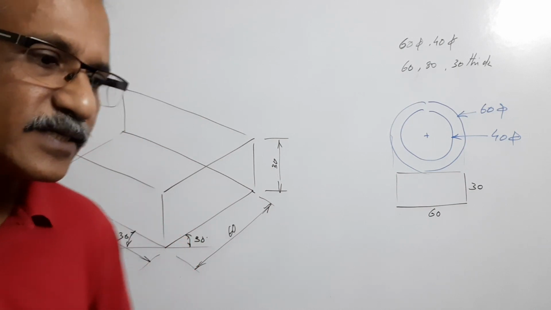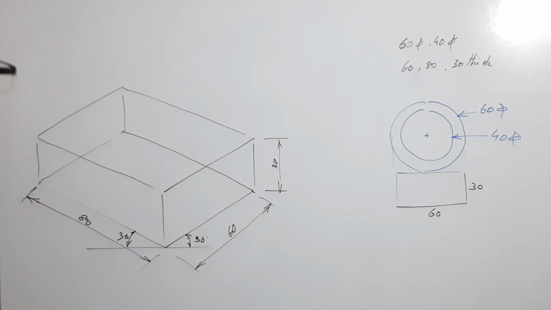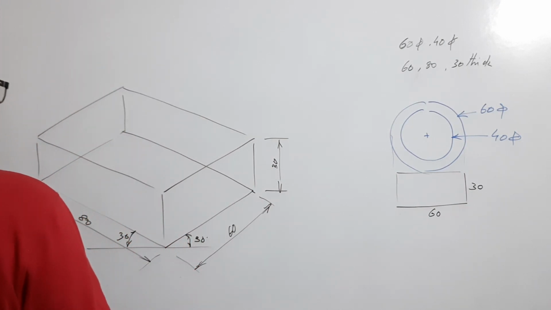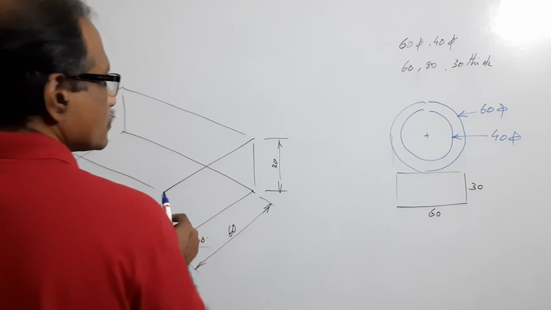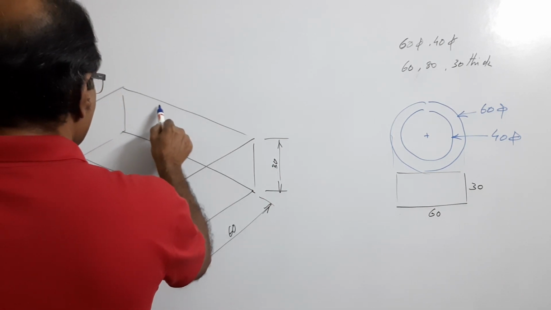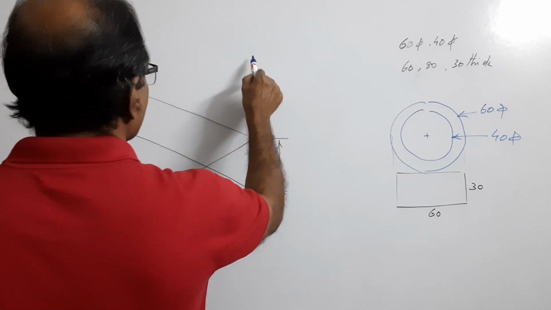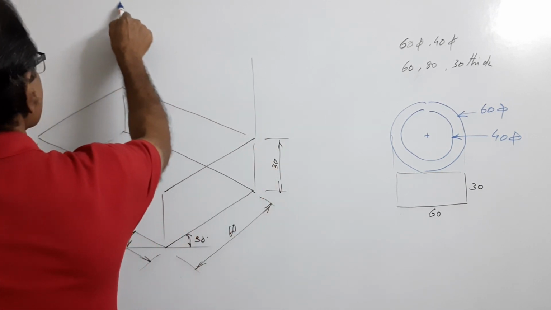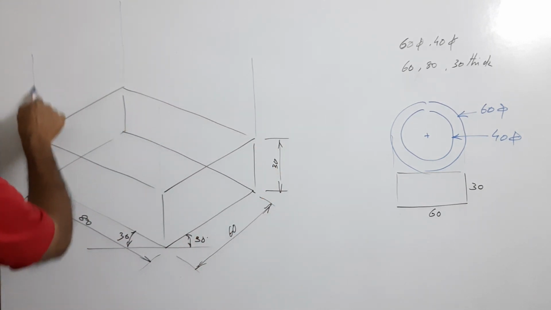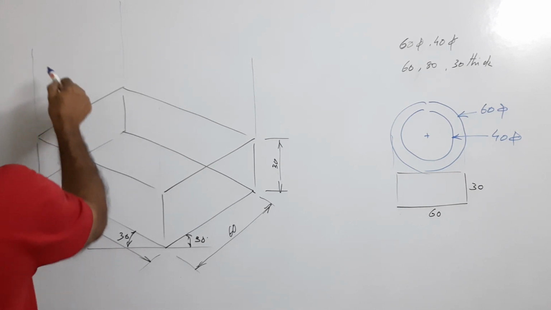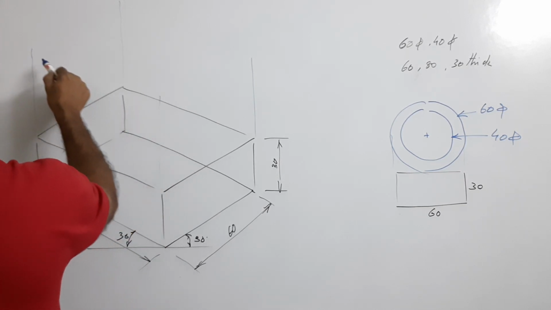On top is the hollow cylinder. I measure 60 up from all the four corners. 60. And I connect.